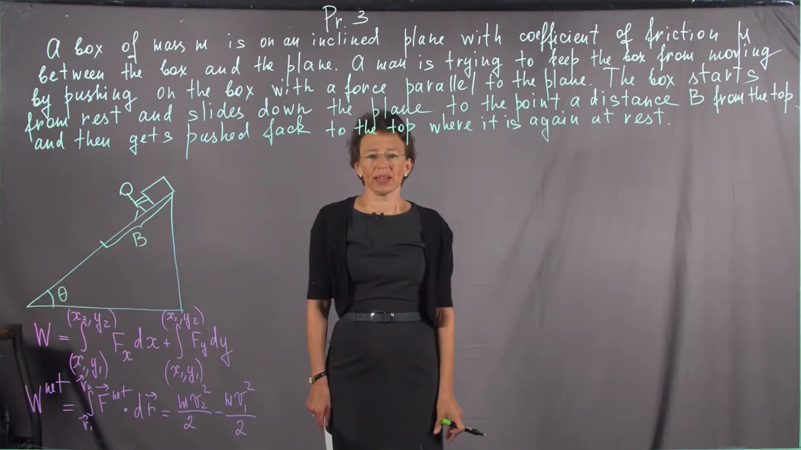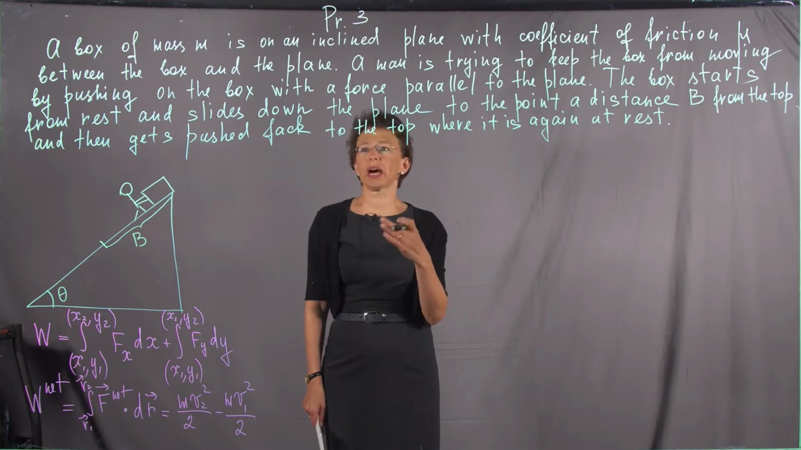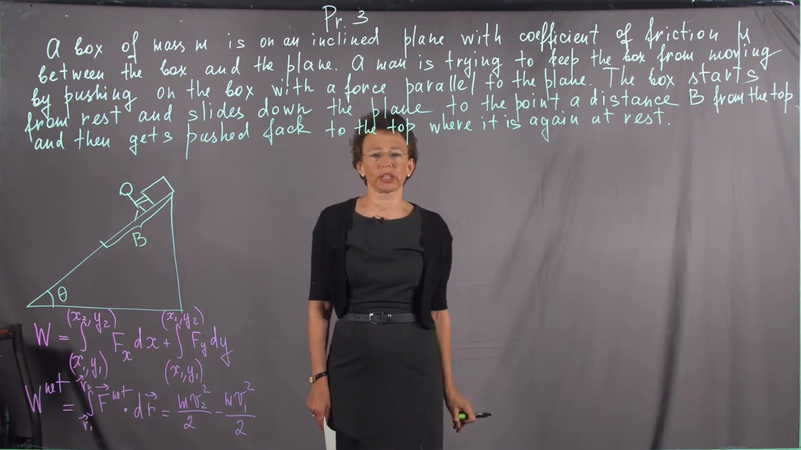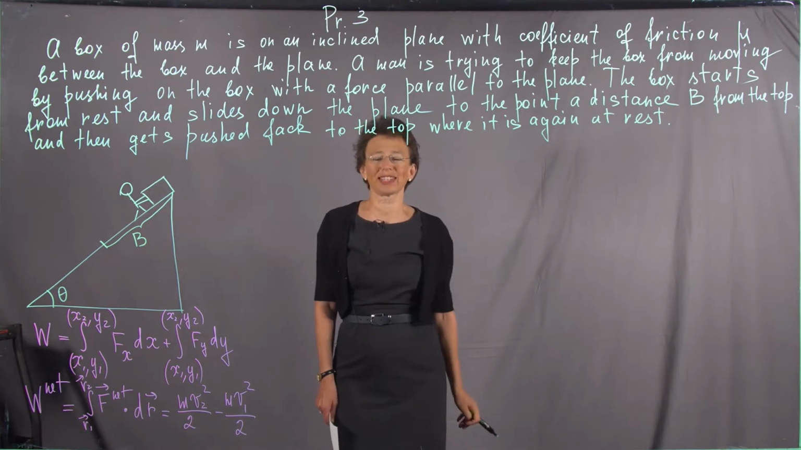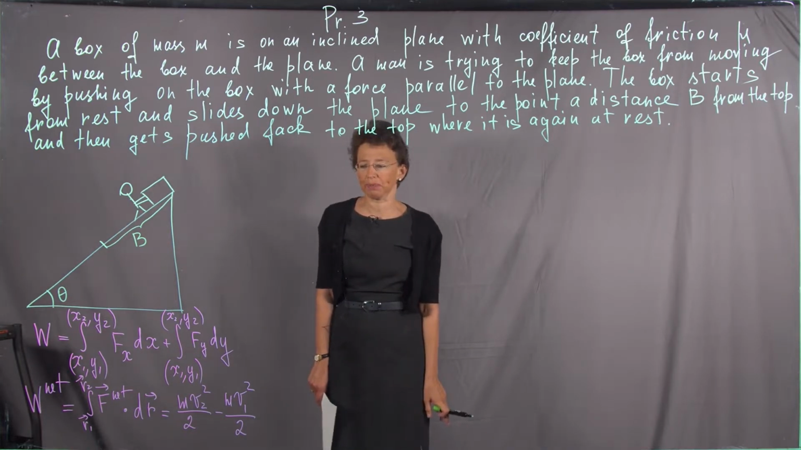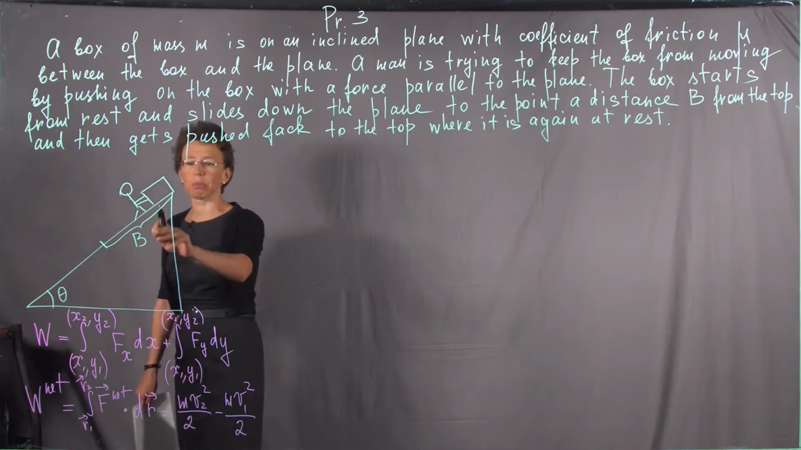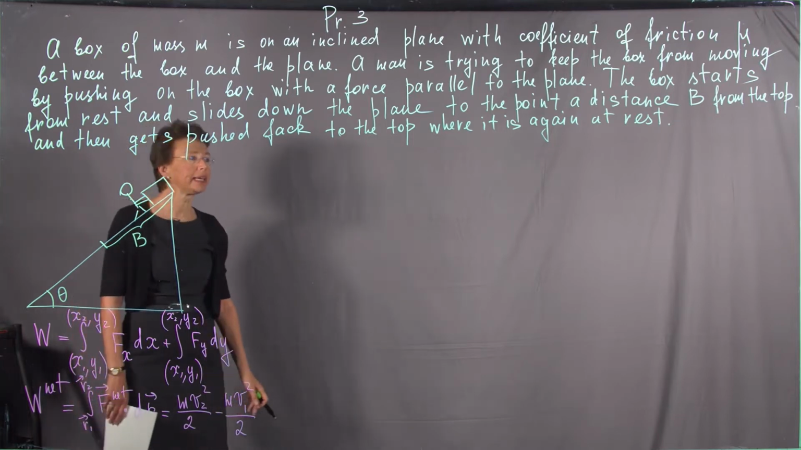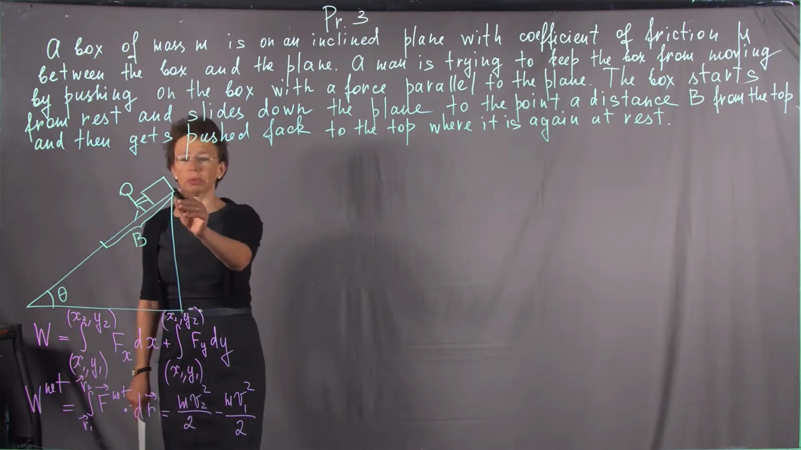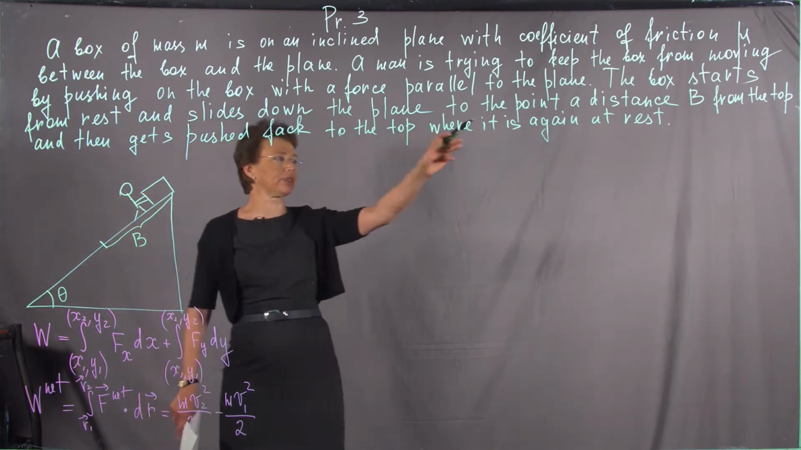Howdy! We will continue today with our problems on work and work energy theorem. This is recitation style videos and this is problem 3. For problem 3, we have a block on inclined plane. Coefficient of friction between the block in the plane is given. It is mu.